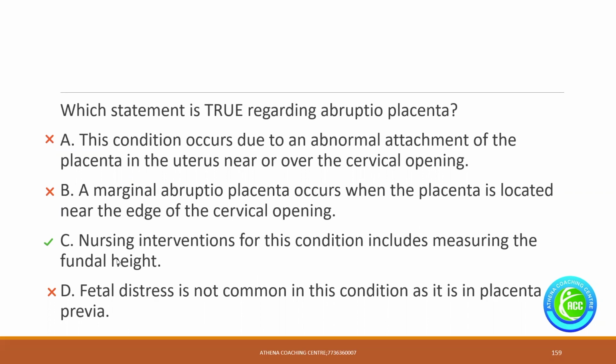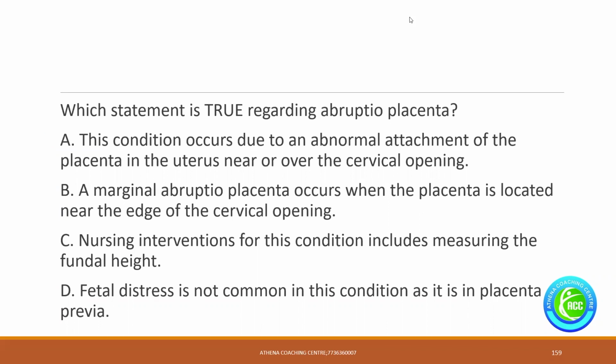Why is A considered false? Because it is indicating placenta previa. Even B is also indicating placenta previa. And how is C a true statement? Because we have to check fundal height in abruptio placenta, because that gives you a clear picture of how much blood has accumulated in the uterine cavity. Fetal distress is not common is a false statement. It is common. Clear? So the answer is C here.